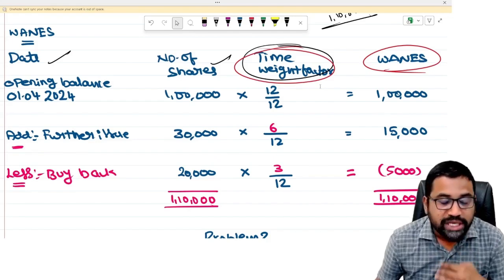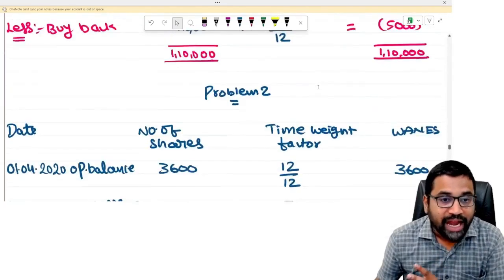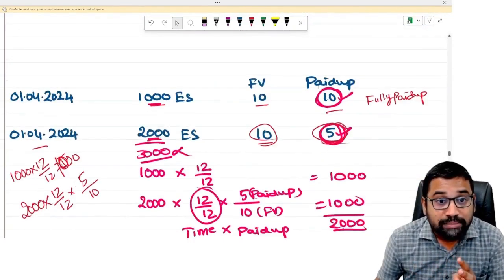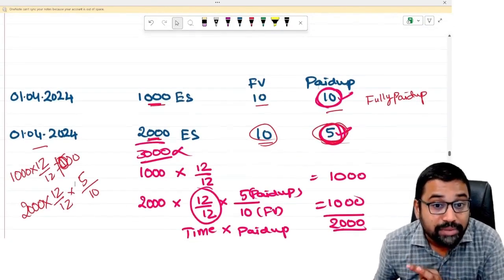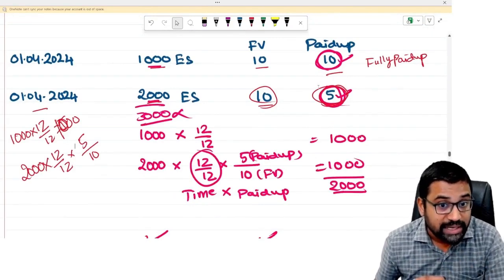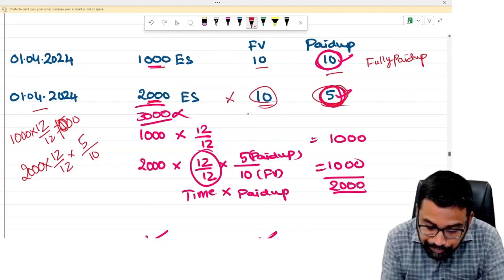One thing, how many days or how many months it is outstanding, multiplied with that. And sometimes you have to multiply with the paid up amount also. Suppose one is fully paid, another one is partly paid up shares given in the question. This partly paid up shares you should consider now.